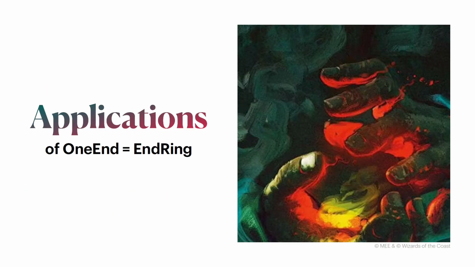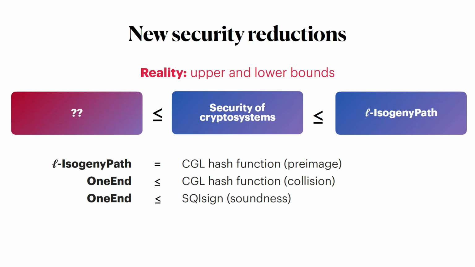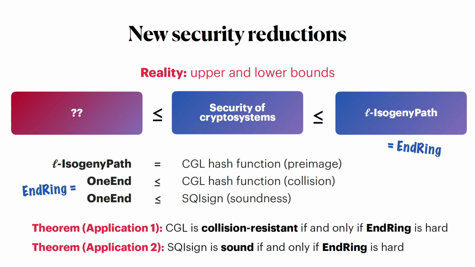Why do we care about end ring and one end being equivalent? And the first application goes back to that slide on the security of cryptosystems. So this upper bound on the security, this Li isogeny path problem, we know it's equivalent to end ring. That's previous work. So it's a question about endomorphisms, and then in our lower bounds, we have another question about endomorphisms, this one end problem. And with the equivalence, we now know that it's also equivalent to the end ring problem. And now we are happy because the lower bound matches the upper bound. And these are the first 2 applications. The collision resistance of TGL is equivalent to the endomorphism ring problem. The soundness of Ski-sign is equivalent to the endomorphism ring problem.